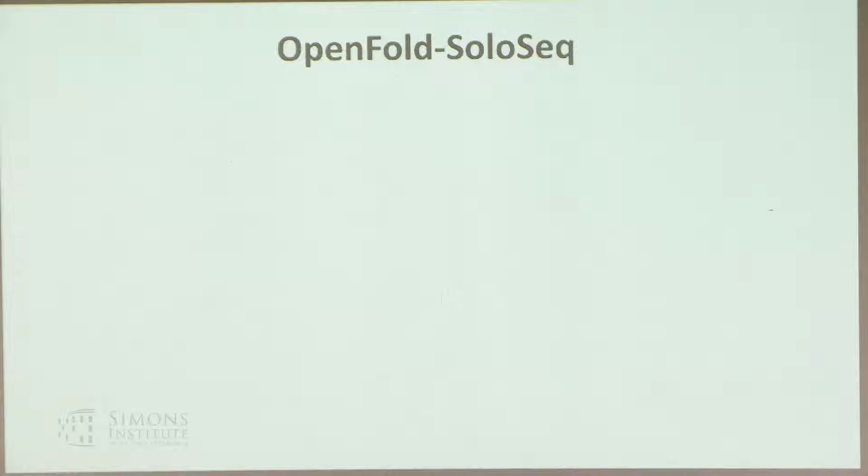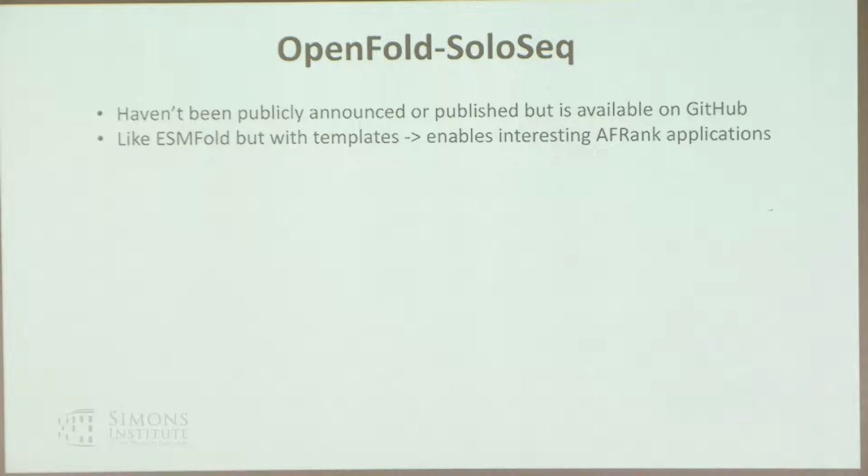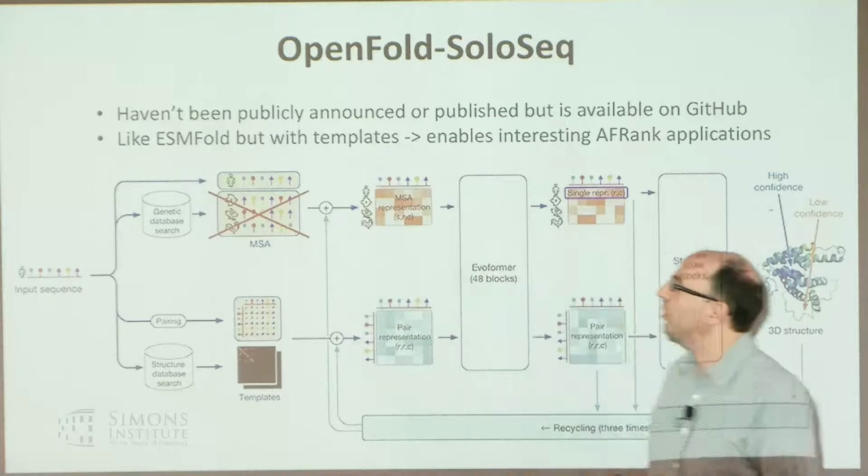So one thing we did, and this is not published work, is something we put up on GitHub. You can download it, but we don't quite know what to do with it. So it's just there for us as code right now. It's a solo-seq model, which is very similar to ESMFold, but the difference is that it lets you put in templates. So you could do this kind of experiment where you inject the structure and ask how well it does. And what's interesting is that for the AF2 rank application, it's essentially the same thing as before, but remove the MSA and put in a protein language model.